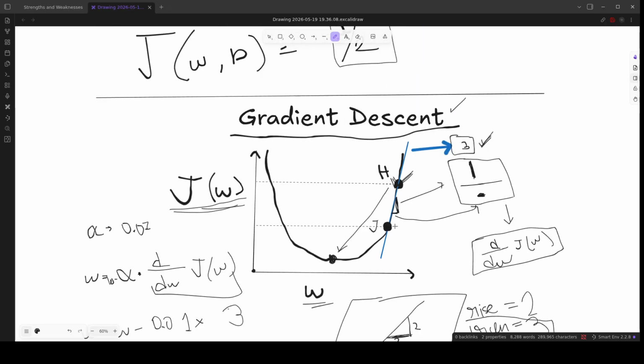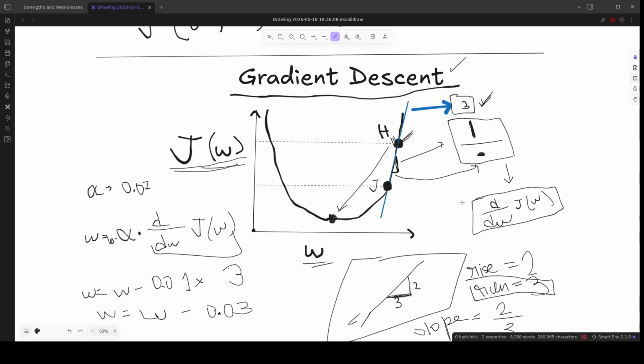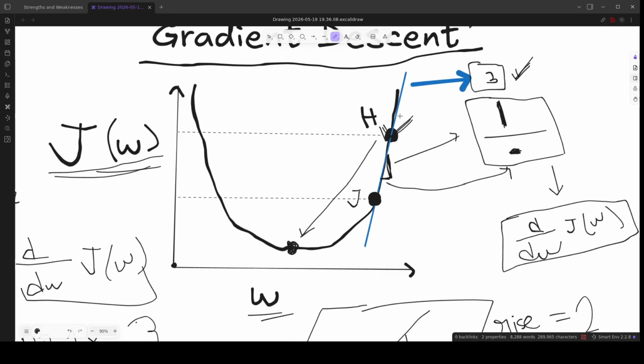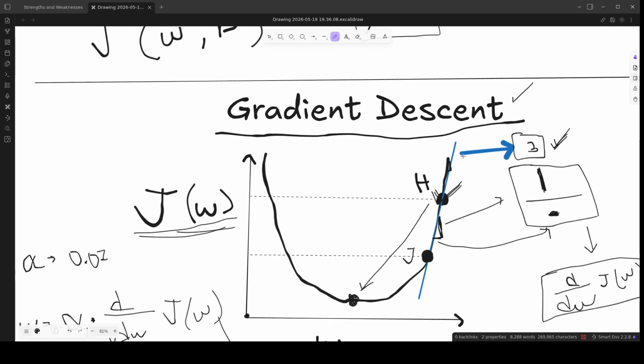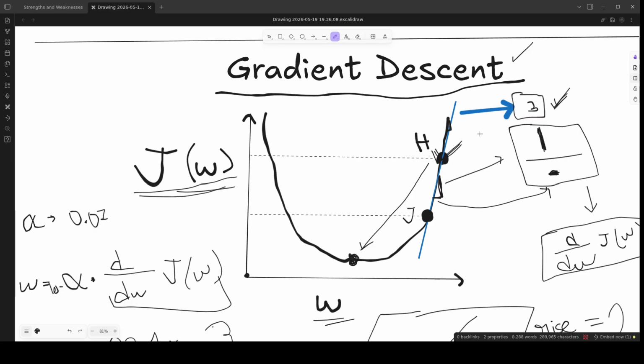So, you might be saying that this isn't a straight line, it's a curve. How do we find the slope of a curve? Well, we zoom in on the curve, and when we zoom in far enough, we can see that a slope forms. That slope is the derivative. So, for example, the derivative right here at the point h is 3.